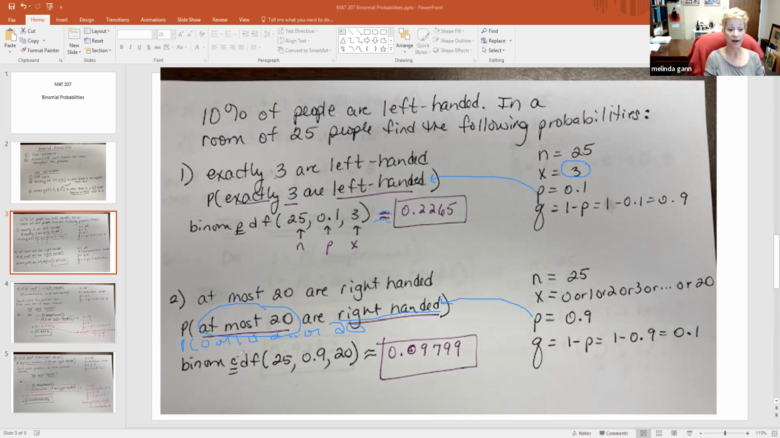So then I go to binomial C. Now, why did I pick binomial C? Because there's more than one number. There's a list, and the list starts with 0.